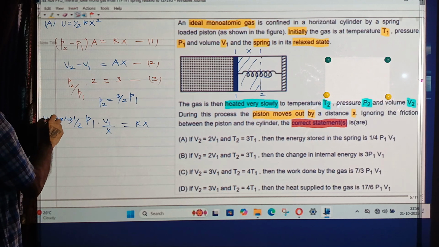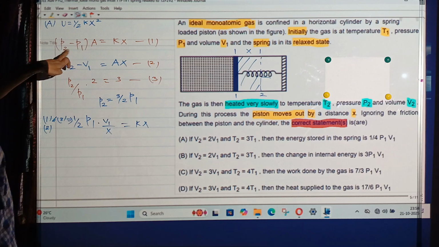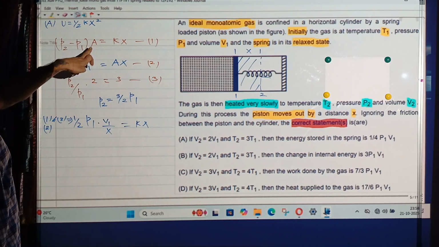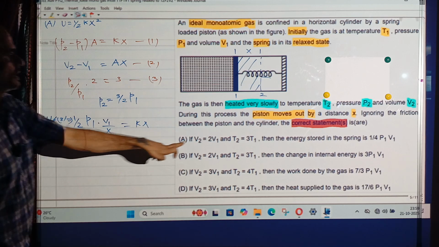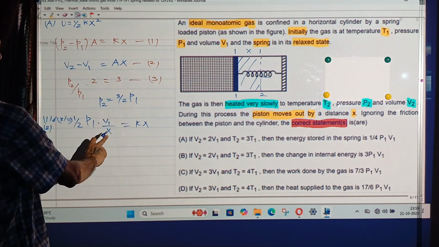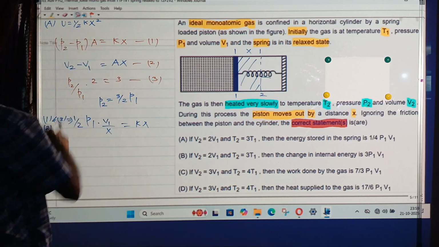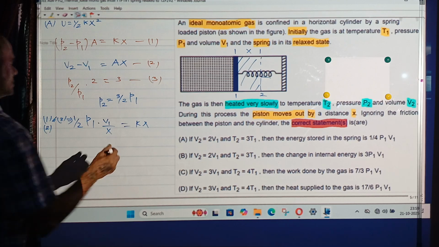So using equations 1, 2 and 3. Using 3, I'll write P2 as 3 by 2 P1. And using 2, I'll write A as V2 minus V1 by X. And V2 is twice V1, so V2 minus V1 is V1. So V1 by X equal to Kx. So if I take this X here, I'll get Kx square. And then I divide by 2 on both the sides. So that will give the answer.